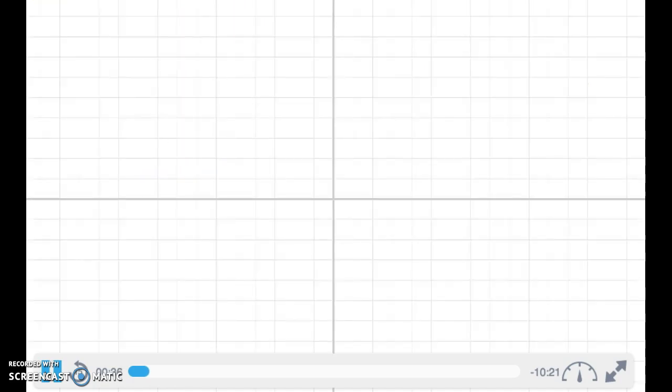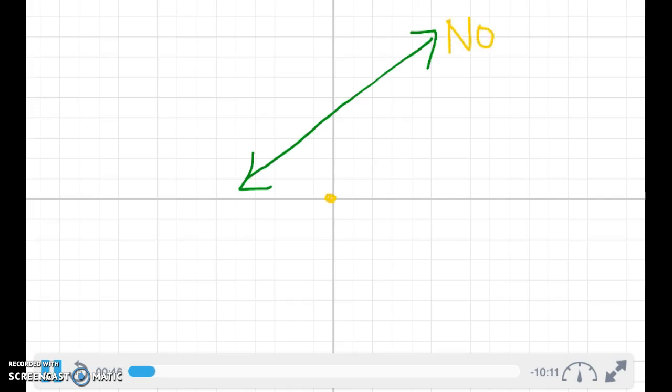So what that means is, if I draw a line like this, it forms a straight line, but it does not go through the origin. So this one would not be proportional. If I drew another one like this, it is a line and it goes through 0, 0. So this one would be proportional.